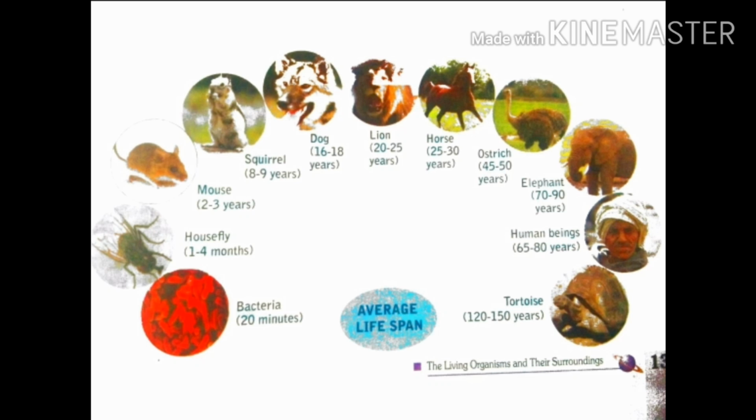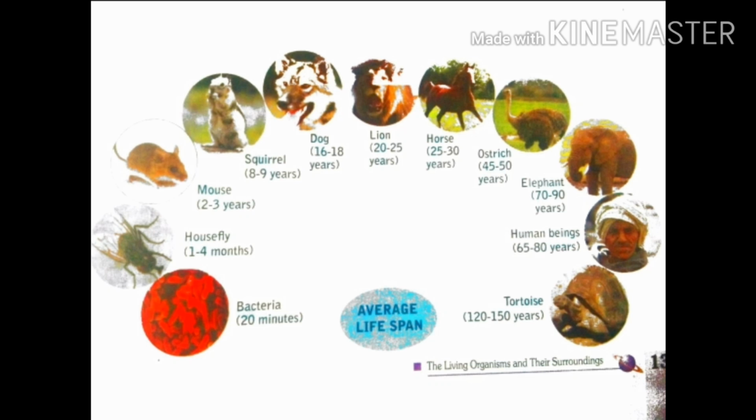Characteristics of living beings. What are the characteristics? Yes, all living things need food, water and air. All living things respire. All living things excrete. All living things reproduce their own kind. All living things show movement. All living things give response to stimuli. All living things show growth.